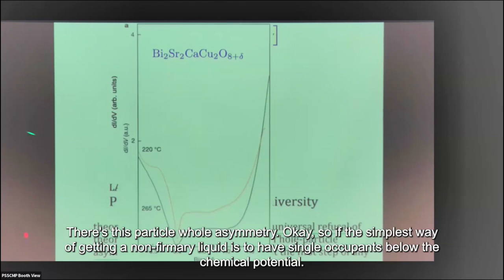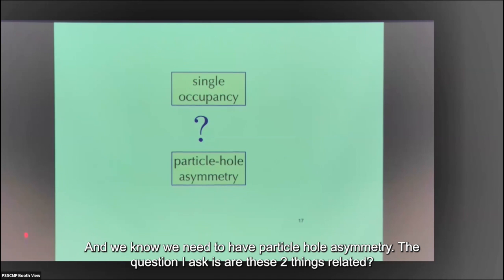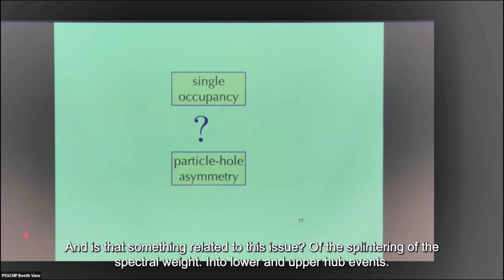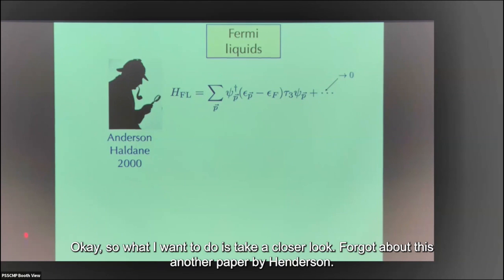And if you look at other materials, it's the same thing. There's this particle-hole asymmetry. So if the simplest way of getting a non-Fermi liquid is to have single occupants below the chemical potential, and we know we need to have particle-hole asymmetry, the question I ask is, are these two things related? And is that somehow related to this issue of the splintering of the spectral weight into lower and upper Hubbard bands? So what I want to do is take a closer look.